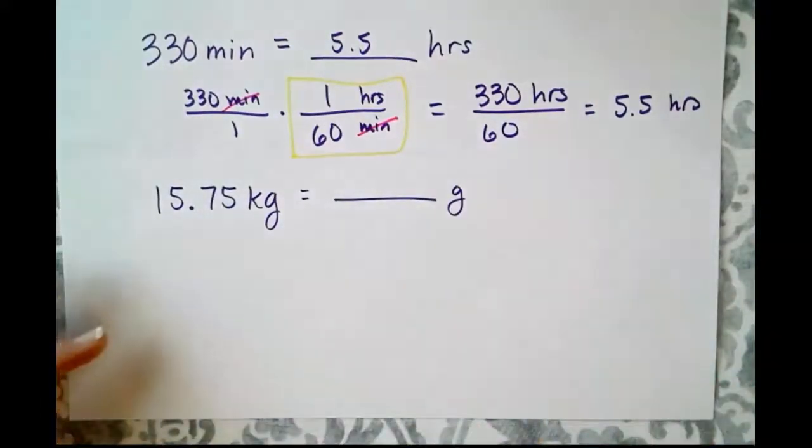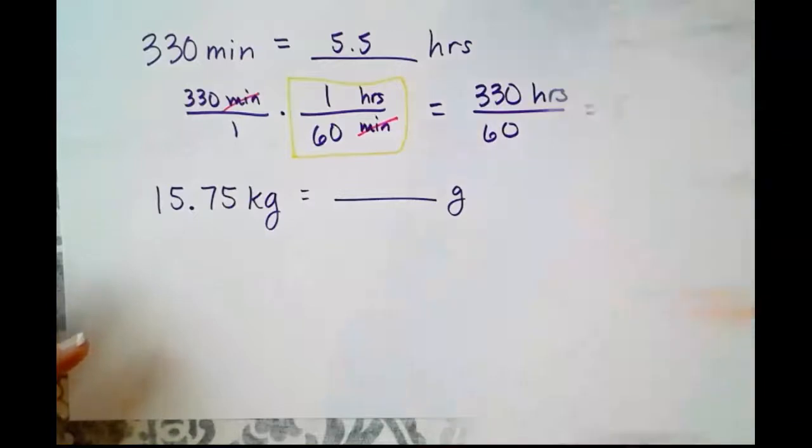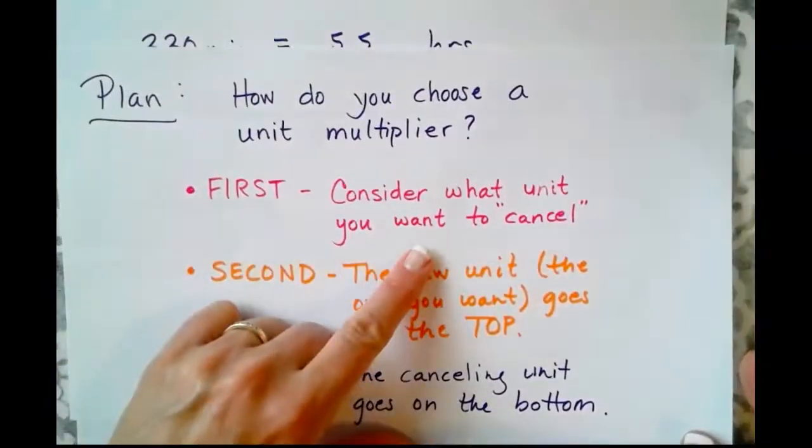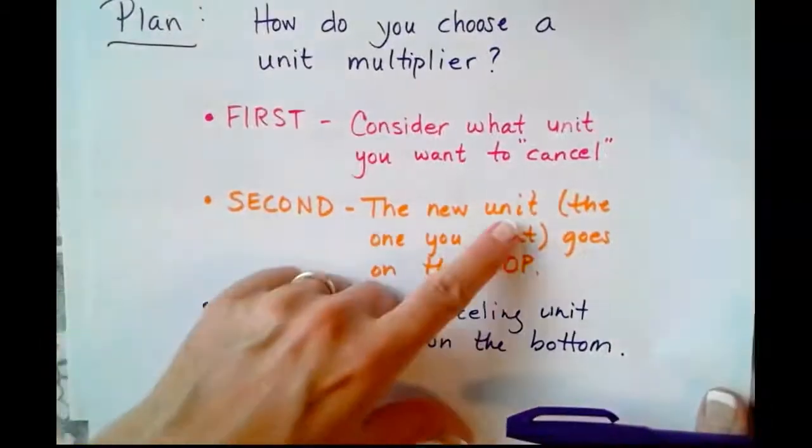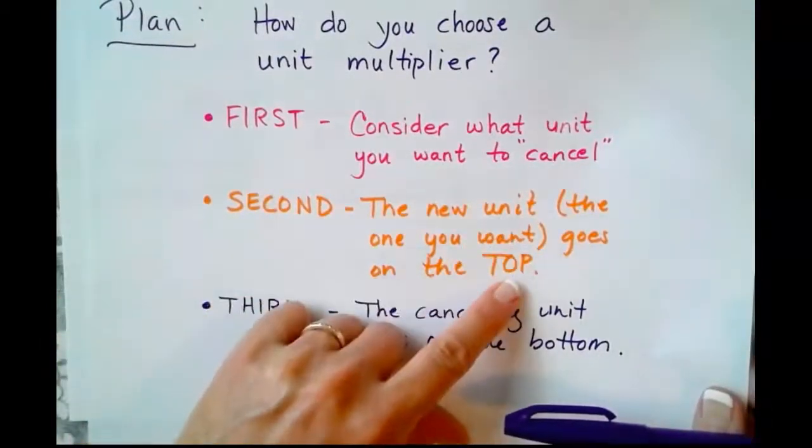So remember our plan. Let's take a look at it one more time. First, consider what you want to cancel. I want to cancel kilograms. Second, the new unit, the one that we want, is going to go on the top.